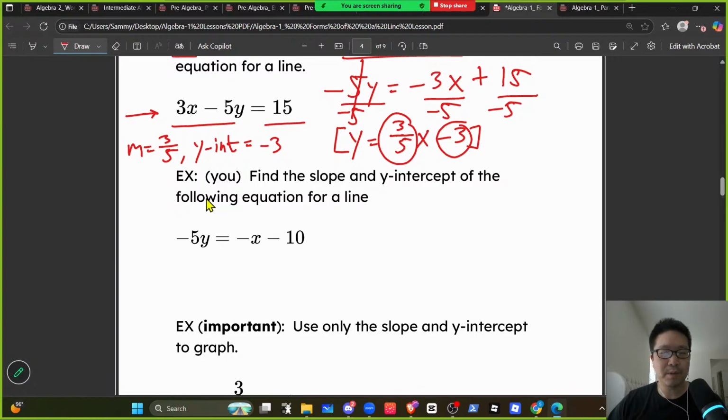It says find the slope and y-intercept of the following equation for a line. We have -5y equals -x minus 10. Let me know when you're done.